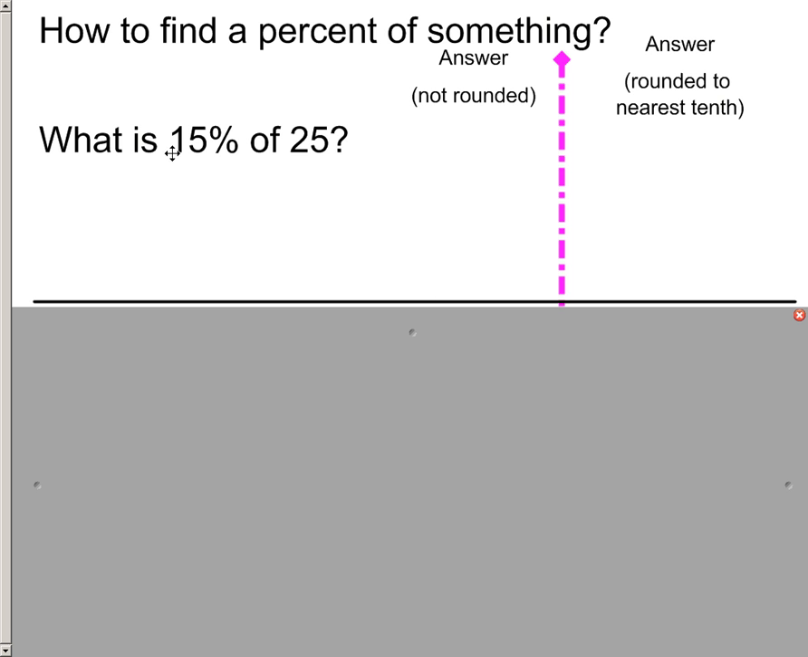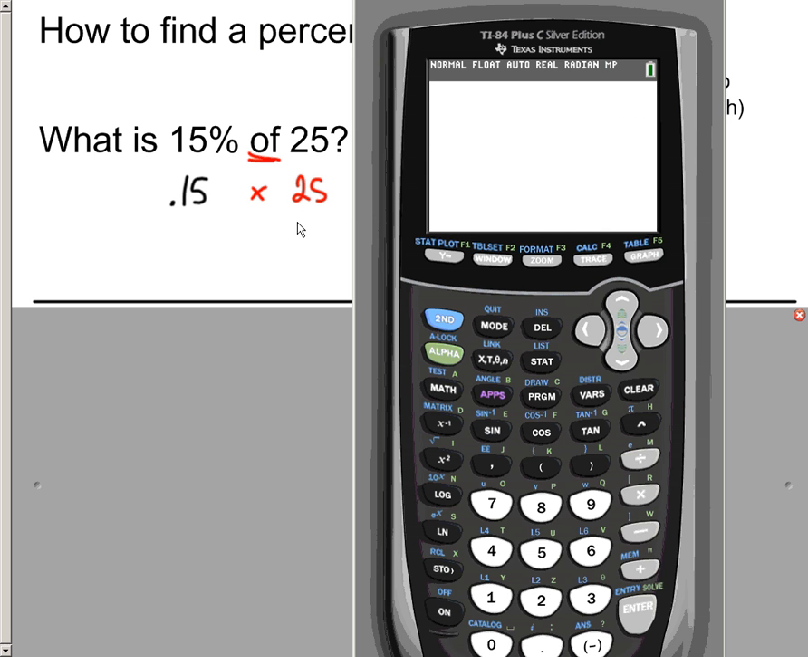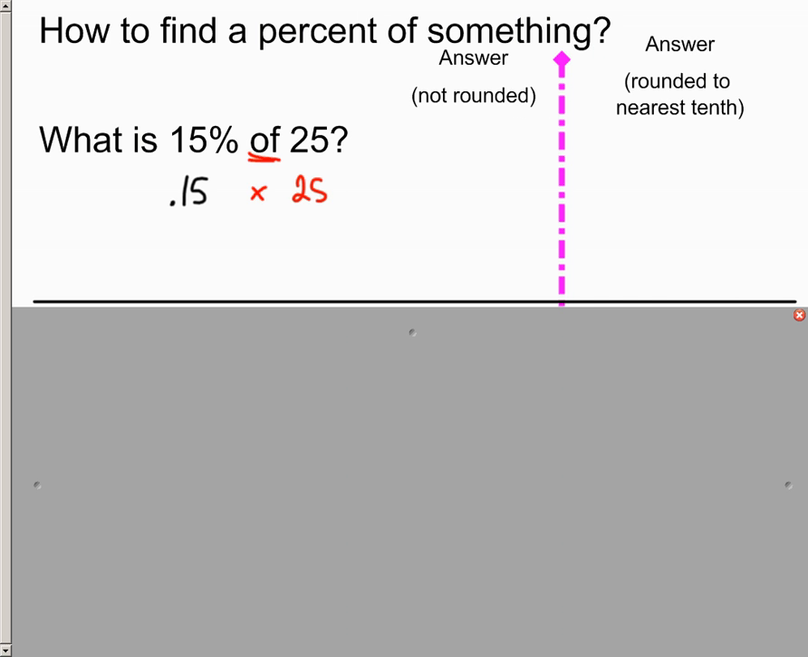The first step is you take your percent and turn it into a decimal. So we just move that decimal over 2 spots, and now that 15% is 0.15. The word of right here is referring to multiplication, and then the number that we're worried about, 15% of whatever the number is, you just slide that down. Now you've set up a multiplication problem, and as soon as you get the answer, you'll know what 15% of 25 is, and it's 3.75.